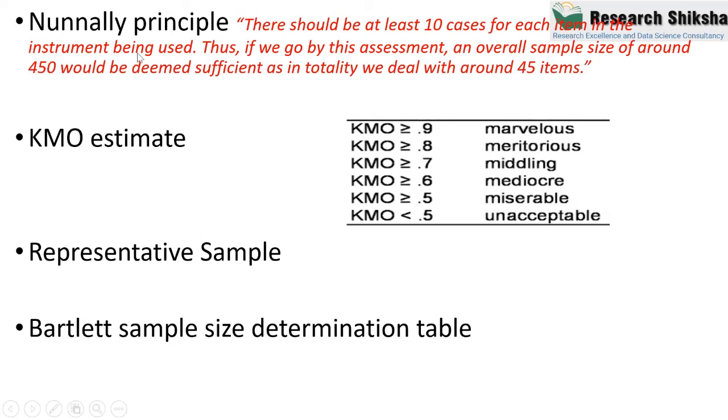Thus, if we go by this assessment, an overall sample size of around 450 would be deemed sufficient in totality if we deal with around 45 items. So if you have a questionnaire with 30 items, then a sample size of 300 is required. So Nunnally's principle is the most famous principle for explaining or justifying your sample size.